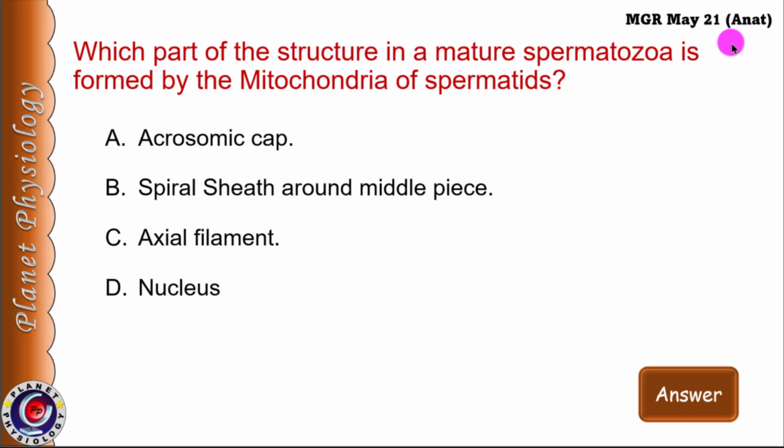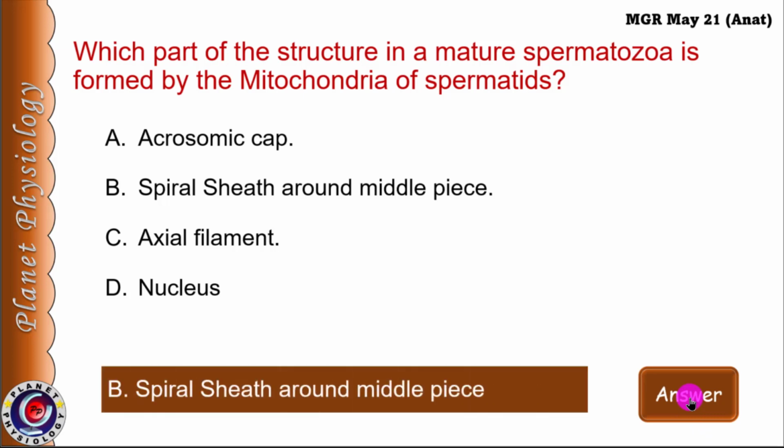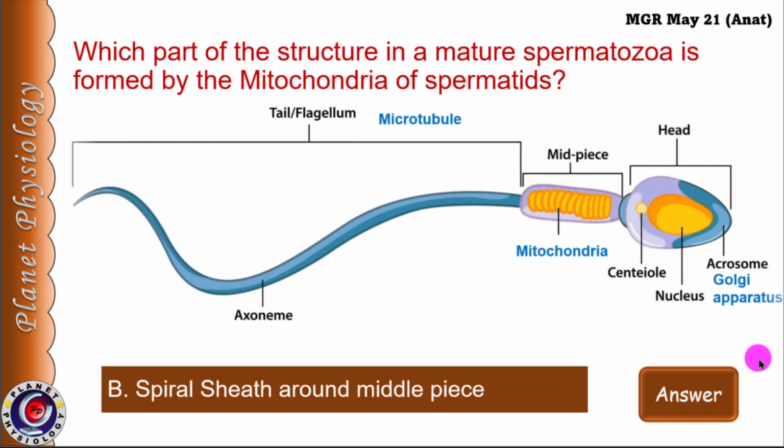Which part of the structure in mature spermatozoa is formed by mitochondria of spermatids? A. Acrosomic cap, B. Spiral sheath around middle piece, C. Axial filament, and D. Nucleus. Yes, a simple question, and the correct answer is option B, spiral sheath around the middle piece. Mitochondria aggregate in the middle piece and generate ATP, which is necessary for forward movement of the sperm. Acrosomal cap is formed by Golgi apparatus, while microtubules form the axial filament and the flagellum.